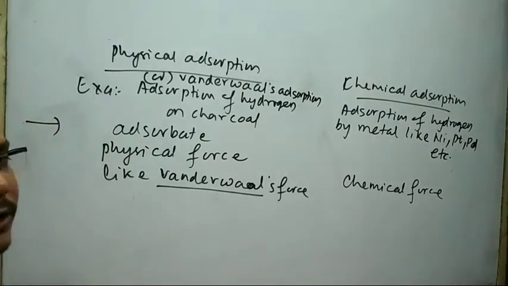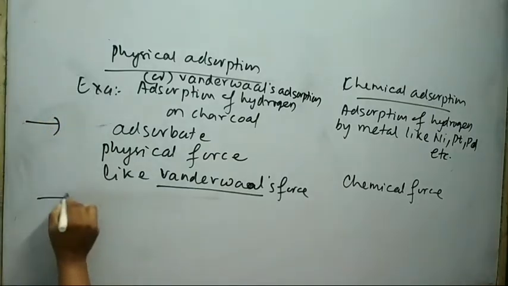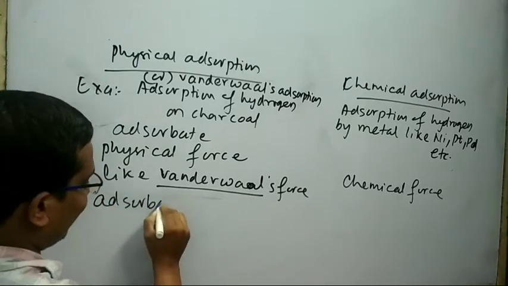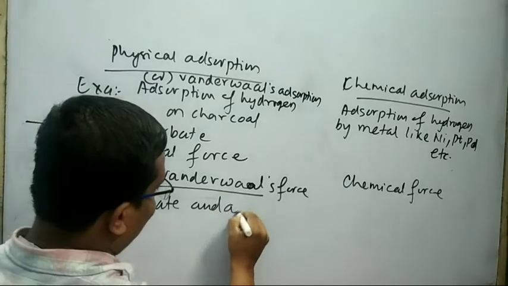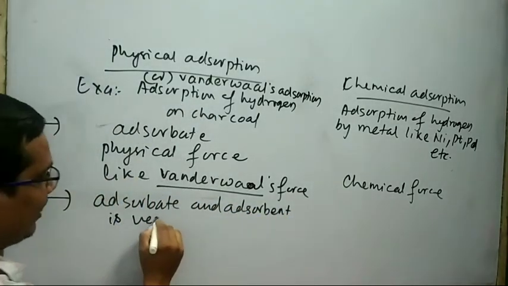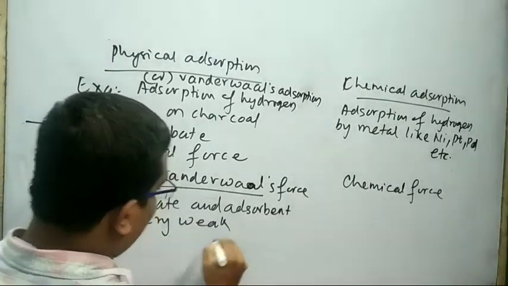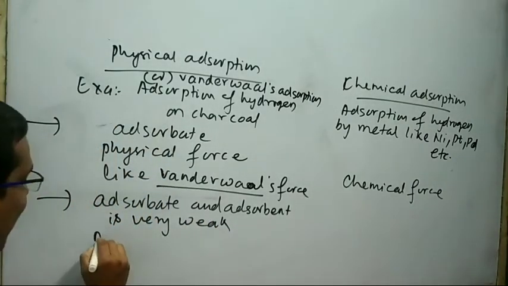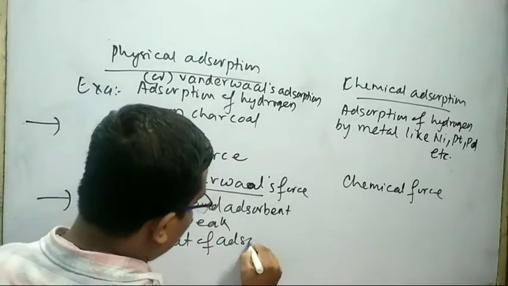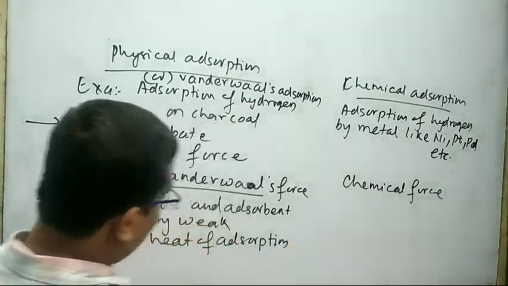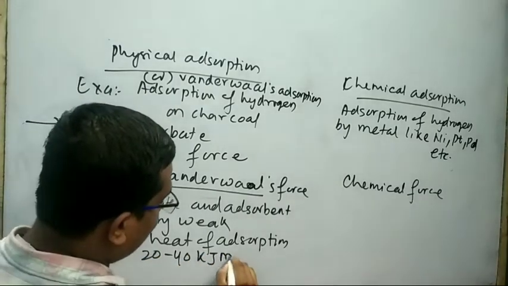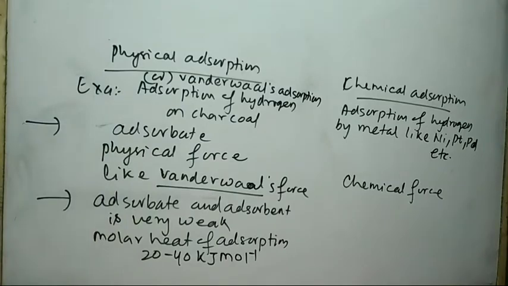Van der Waals force is a weak force. In physical adsorption, attraction between adsorbate and adsorbent is very weak. Due to weak bond, the molar heat of adsorption is also low, that is 20 to 40 kilojoule per mole.